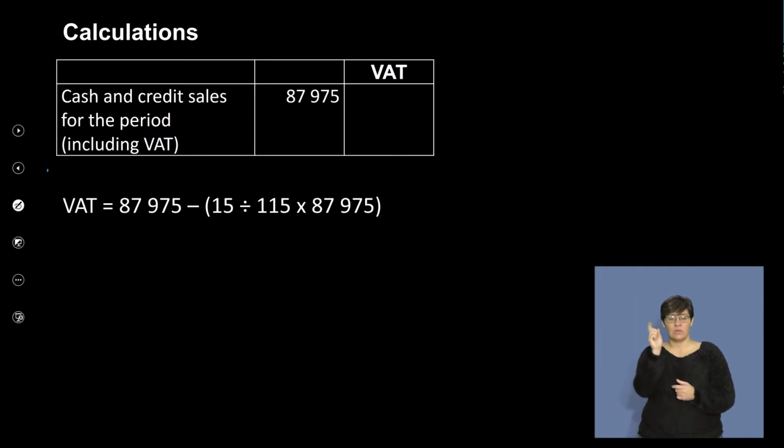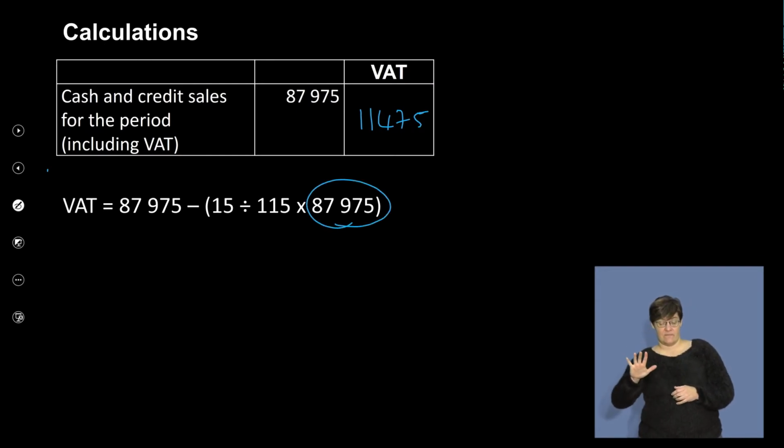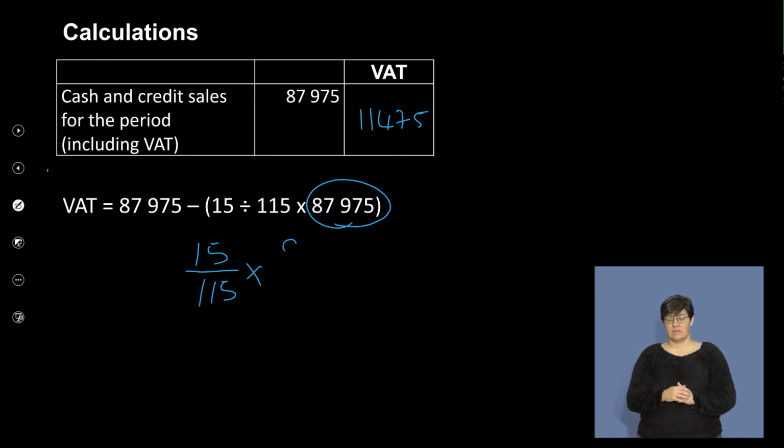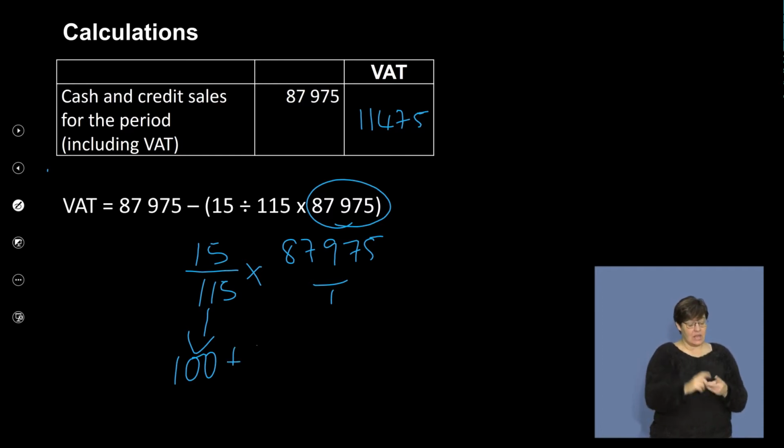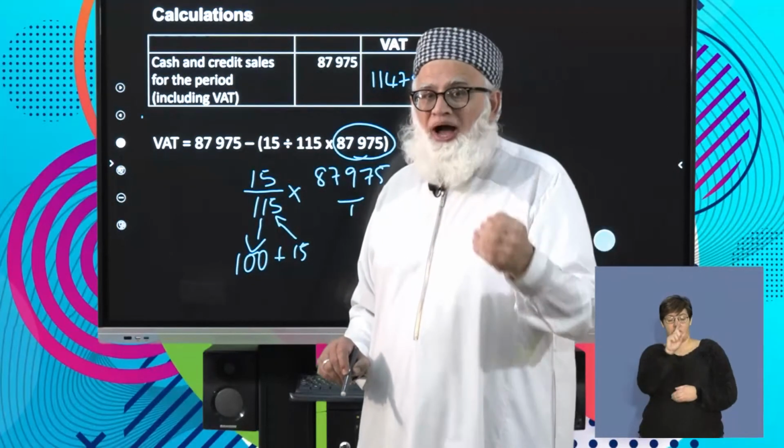11,475. So what have we calculated here? The 11,475 that we have calculated is the VAT amount on my sales. Now what is important, if you look at my calculation, I took the figure of 87,975 and multiplied it by 15 over 115. Why the 15? Because that's my VAT rate. Why the 115? Because it's inclusive of VAT. So this 115 has two components to it. It's got the sales figure of 100 plus the VAT of 15, therefore giving me the 115. So when I'm working with VAT inclusive, remember my calculation will always be 15 over 115.